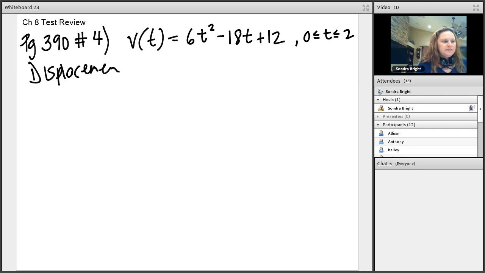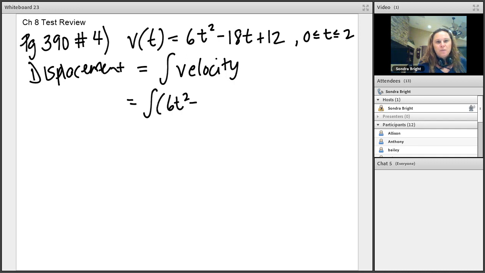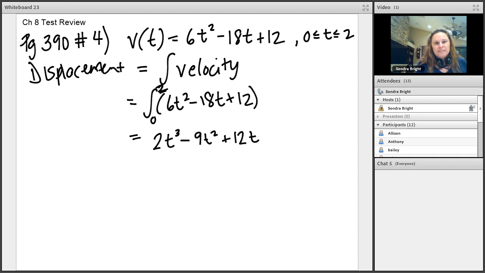Displacement is the integral of velocity. So to find the displacement, you're going to integrate 6t squared minus 18t plus 12, and we're going to do it from 0 to 2, since that's the time that was given. And then that, of course, is a reverse power rule. So what is that? 2t cubed minus 9t squared plus 12t, and we're evaluating it from 0 to 2.